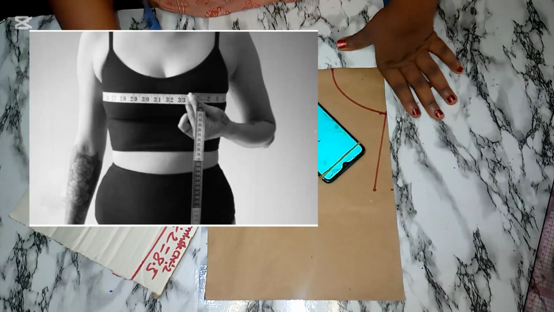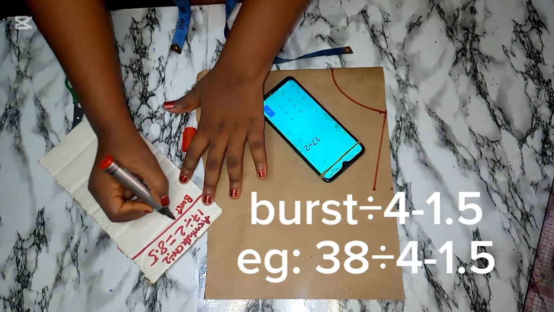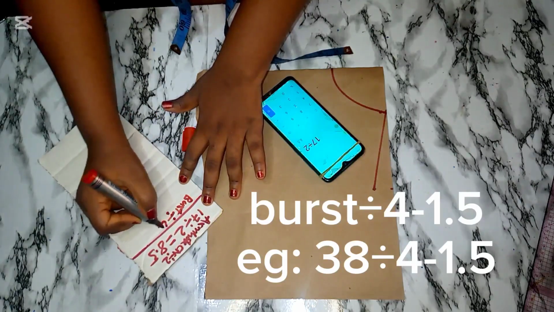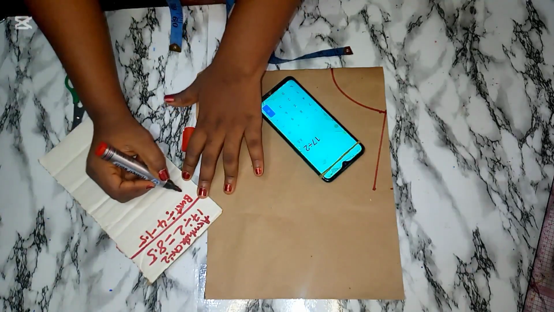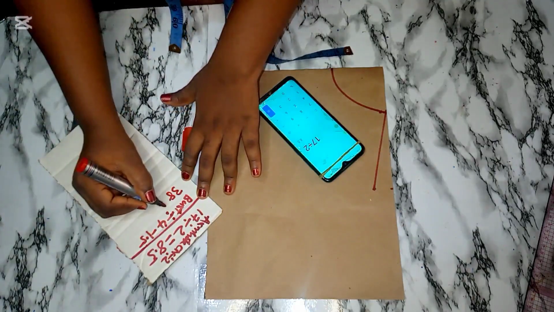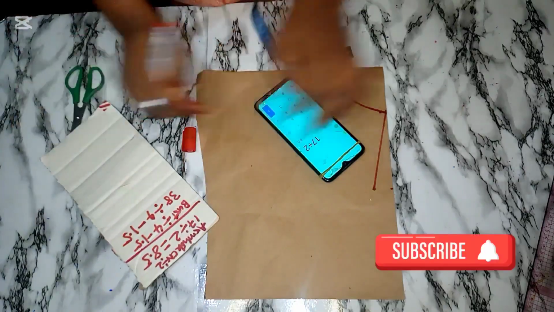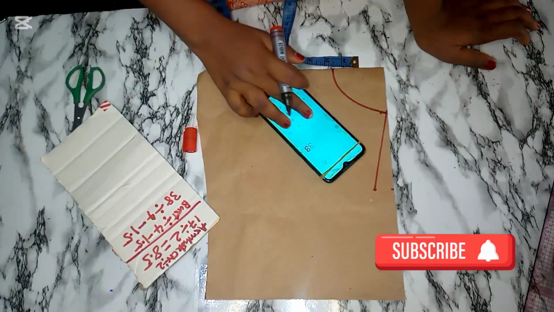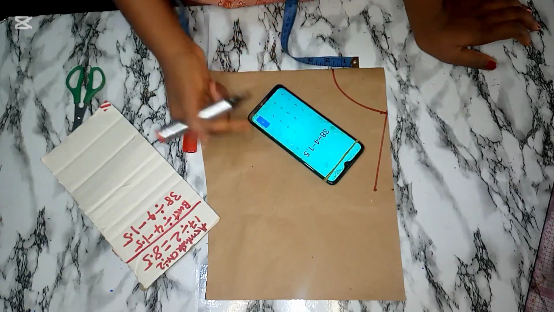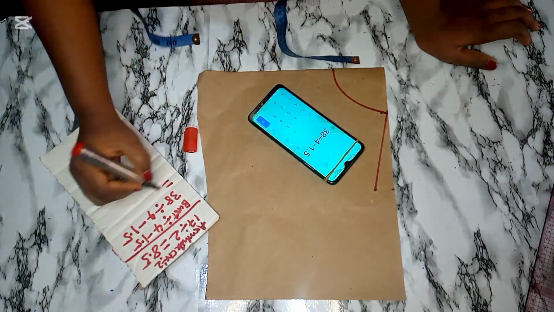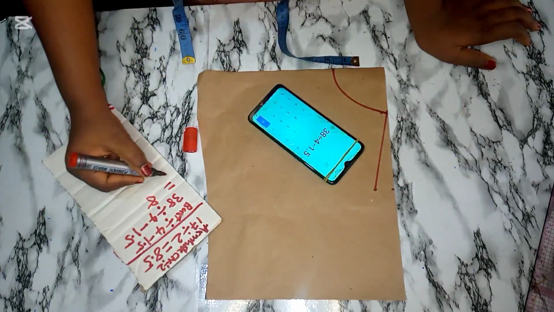So the second method we are going to be working with now is the bust circumference divided by 4 minus 1.5. The bust circumference I'm going to be using is 38. I'll be doing 38 divided by 4 and I'll minus 1.5 from there. So 38 divided by 4 minus 1.5, I have 8 inches. This one we got 8.5, this one 8 inches.